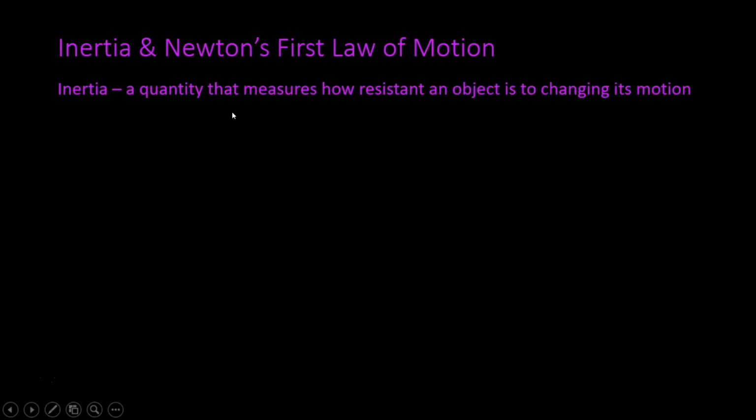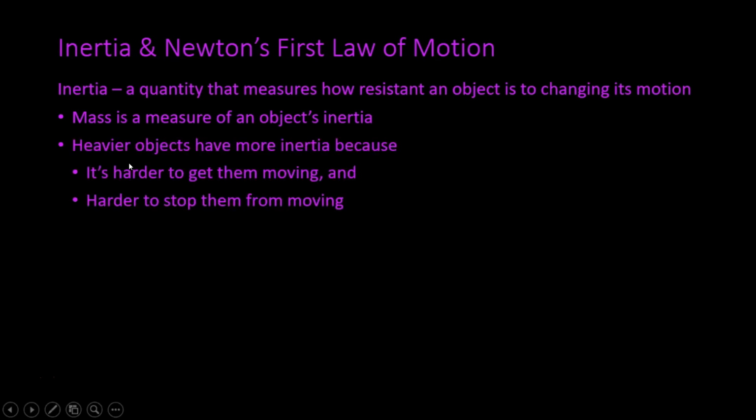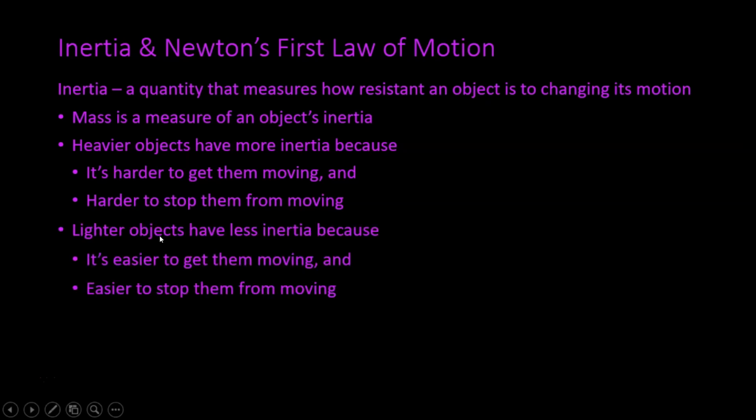Let's talk about inertia and Newton's first law of motion. Inertia is a quantity that measures how resistant an object is to changing its motion. Mass is a good way to measure an object's inertia. So heavier objects, objects with more mass, have more inertia because it's harder to get them moving, and if they're moving, it's harder to stop them from moving. Lighter objects have less mass and they have less inertia because it's easier to get them moving, and if they're already moving, it's easier to stop them from moving.